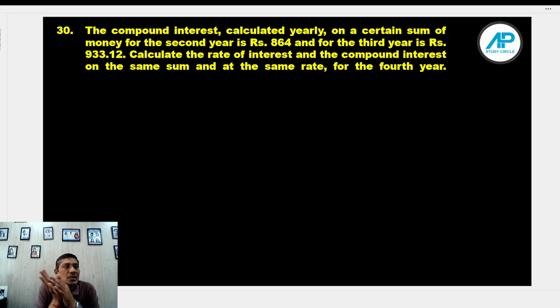The compound interest yearly on a certain sum of money for the second year is 864 and for the third year is rupees 933.12. Find the rate of interest, and the compound interest on the same sum at the same rate for the fourth year. It's a very good question. My last question for this chapter and the third video.